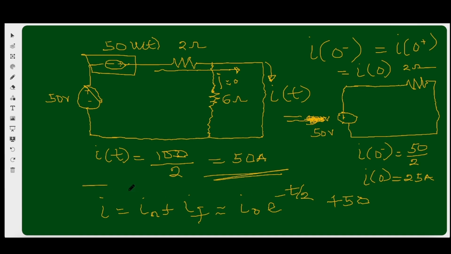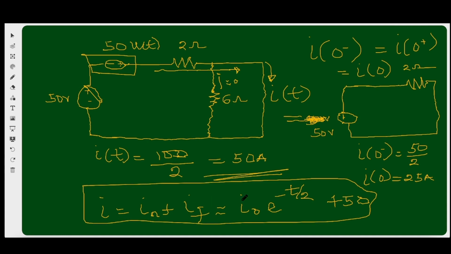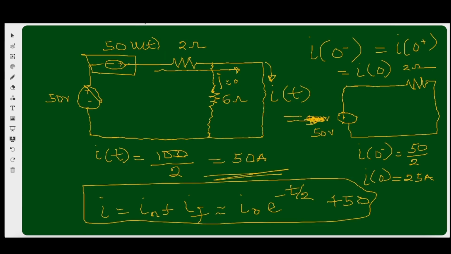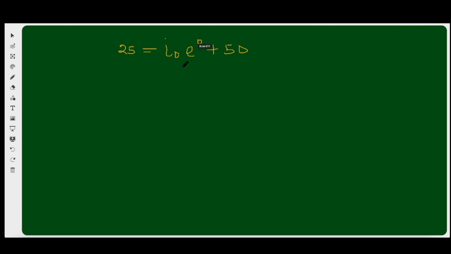So let's now put this in this equation to get what I naught will be. At t equals 0, I is equal to 25. So what is I naught? That's very simple. 25 is equal to I naught e raised to power 0 plus 50. Am I right? Yes. E raised to power 0 is 1. So I naught is equal to 25 minus 50, which is equal to minus 25 amperes.